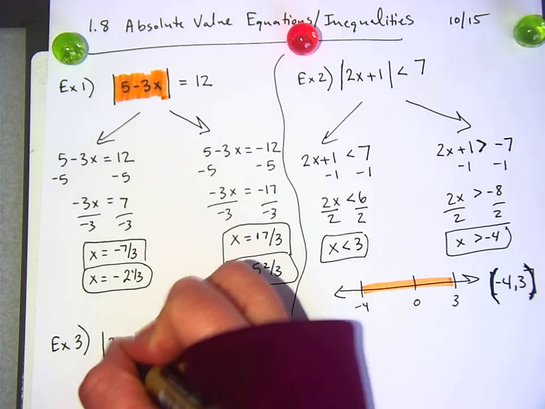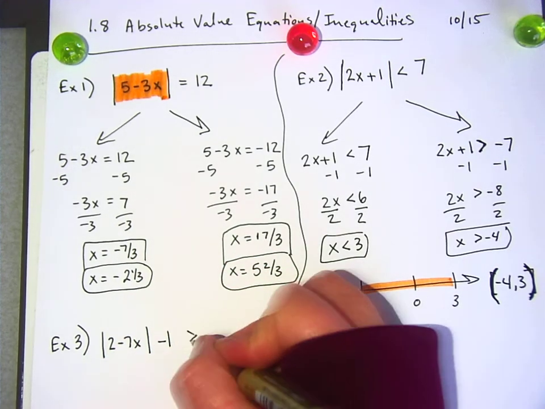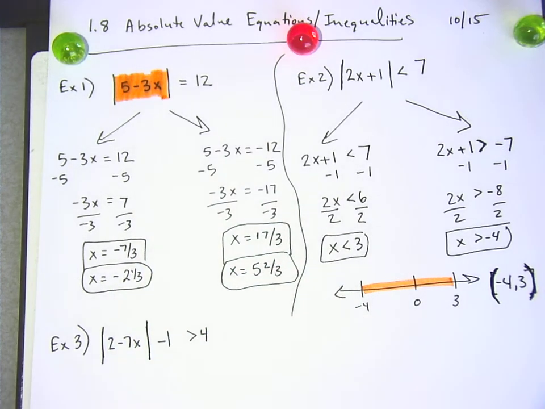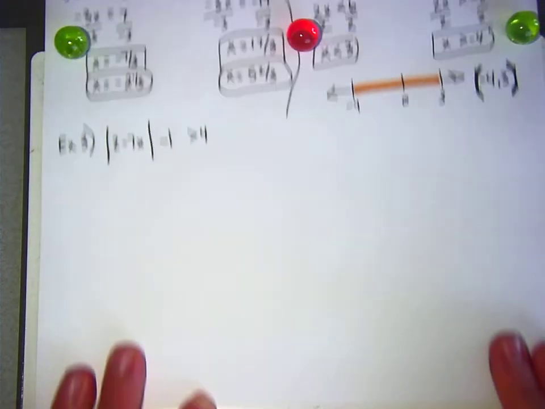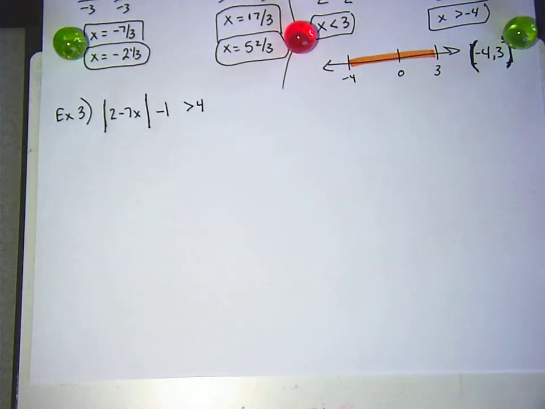Absolute value of 2 minus 7x, absolute value, minus 1 is greater than 4. Okay, so what's different about this problem compared to the last one? Morgan. There's a minus 1 on the end. Could be a negative 1, right? Plus a negative 1 is the same thing. Okay, so prize to the person who can tell me how to do this problem.